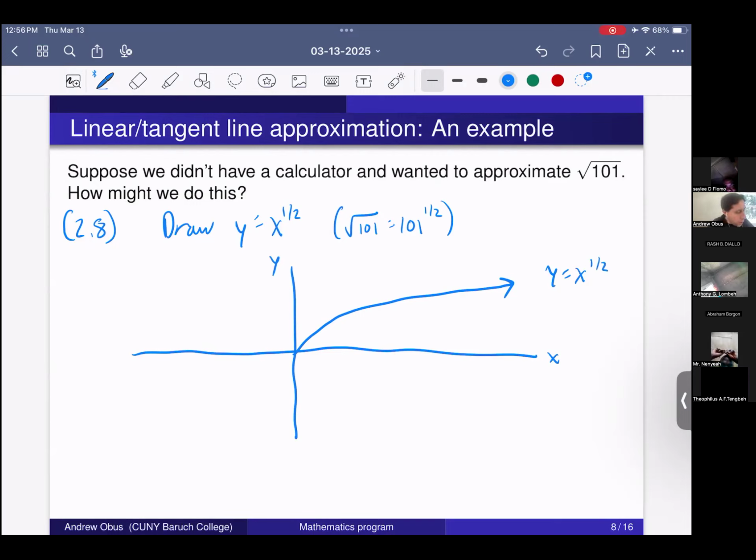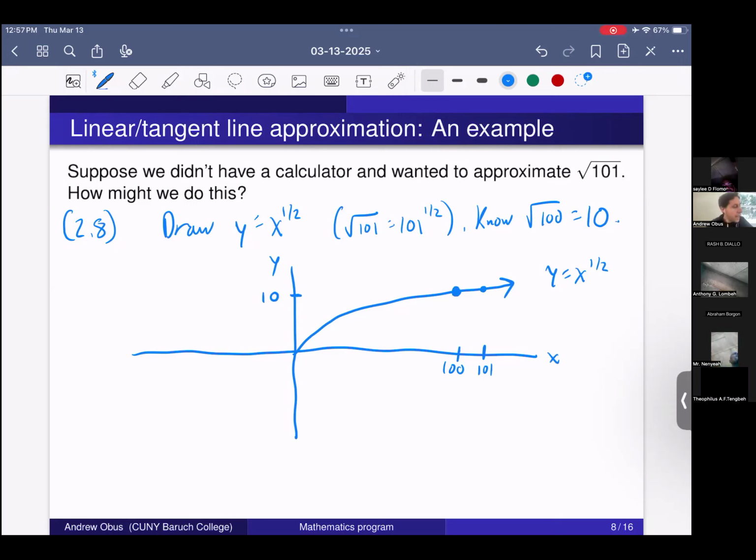Let's say I have my point 101 here and my point 100 here. This is not to scale. I want to know the y value when I punch in 101. That would be the square root of 101, but I don't know the square root of 101. But I do know the square root of 100. I know that the square root of 100 is equal to 10. So if I punch in 100 over here, the corresponding y value is going to be 10.